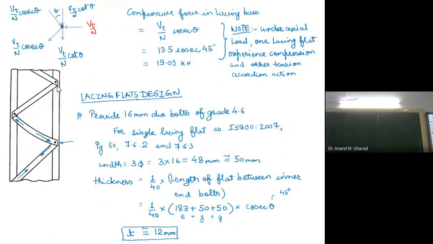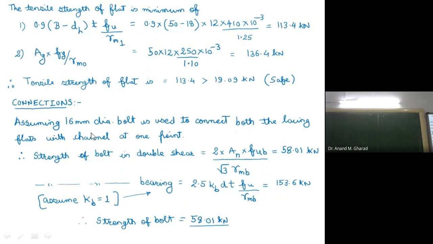So there are 2 flats. In addition to these 2 flats, there is this member. ये जो flange है, ये भी है. So there are total 3, you can say, plates which are getting connected at one joint over here, and therefore it is very evident that the bolt will experience double shear and bearing.